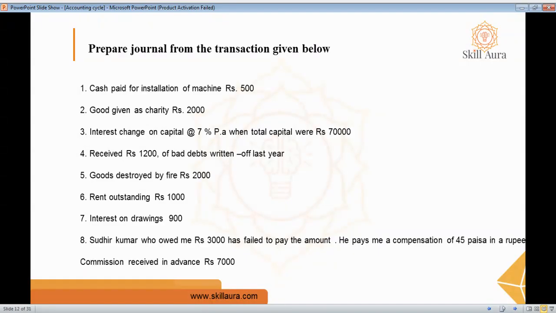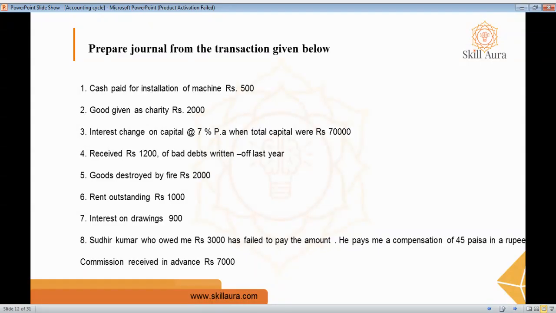The next transaction is goods destroyed by fire. Here you lose goods by the fire, so you debit the loss by fire account, and you decrease the inventory value, so we credit the inventory account that reflects the decrease in the inventory value. So the loss by fire account is 2000 in the debit column, and the inventory account is 2000 in the credit column.